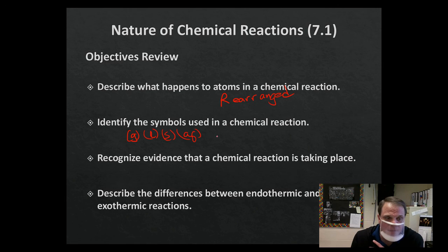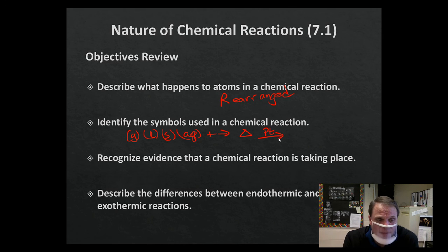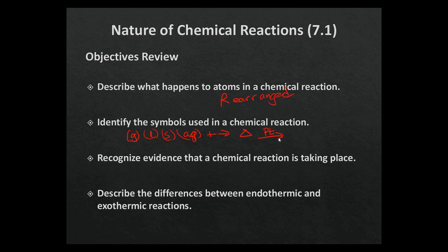Well, it almost looked like a Q. We looked at pluses, we looked at arrows, we looked at little delta symbols. We looked at little substances that were above arrows. Now we can identify what all those different things are, right? Evidence that a chemical reaction is taking place. We went through a whole list of them, right? Things like giving off gas, changing color, that kind of stuff.